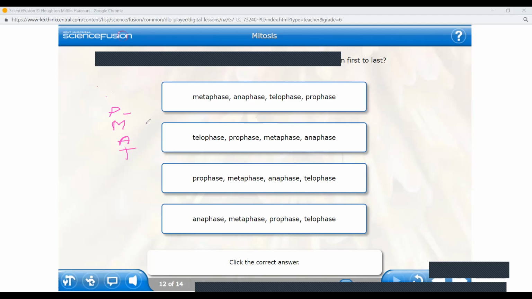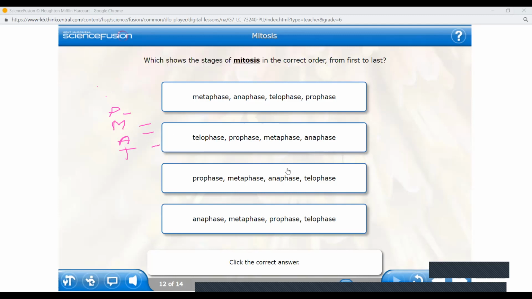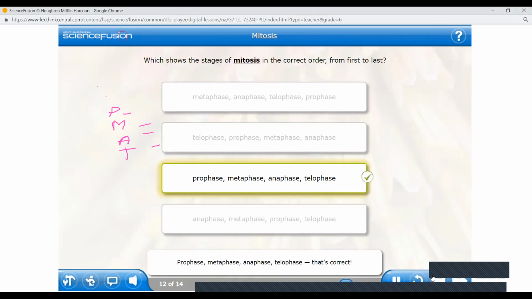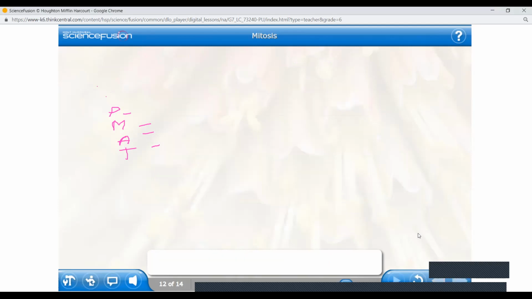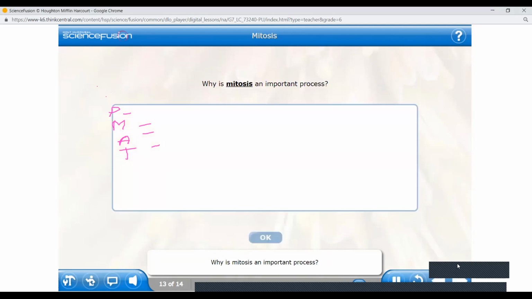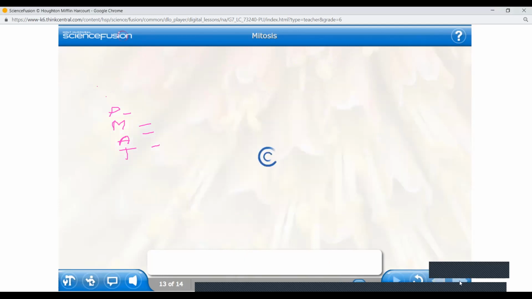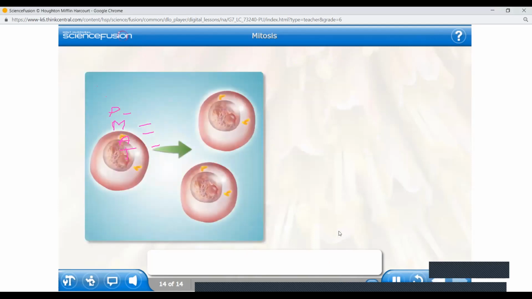PMAT. Prophase, metaphase, anaphase, and telophase. That is the third one. That's correct. The 4 stages of mitosis. Why is mitosis an important process? Type your answer. It divided into 2 nuclei, girls.